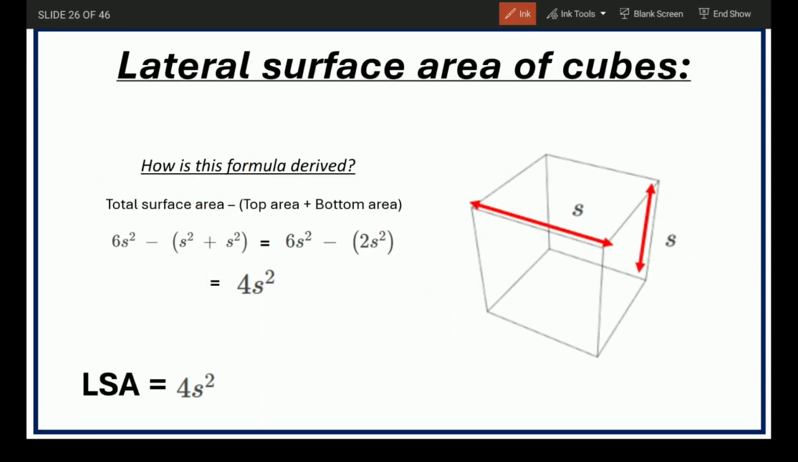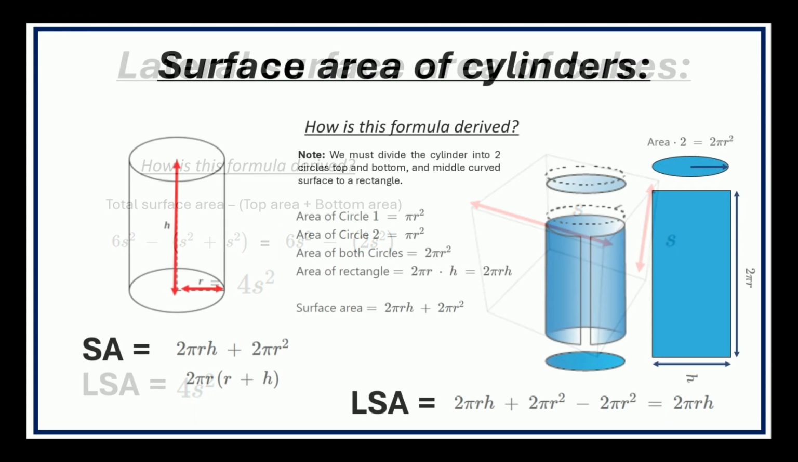Lateral surface area of cubes. Now again, no need of much explanation. This is total surface area minus top area and bottom area. Now top area and bottom area is just s squared and s squared because all the sides are the same. So s squared and s squared is 2s squared, and if we subtract it from 6s squared, we get 4s squared. This is by far the easiest surface area and lateral surface area you're learning in cubes. I guarantee it. Alright, so that's also very simple, and then let's move on to the next.